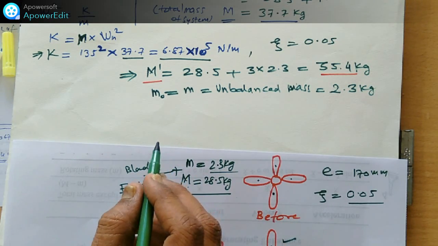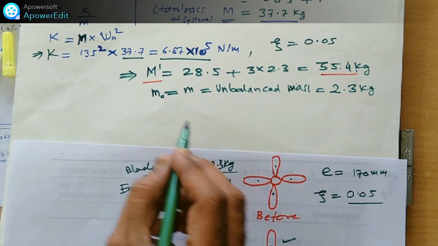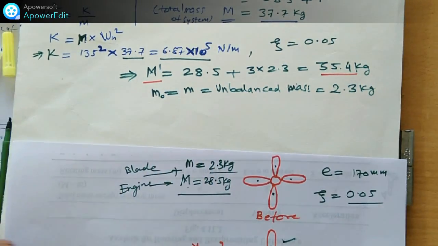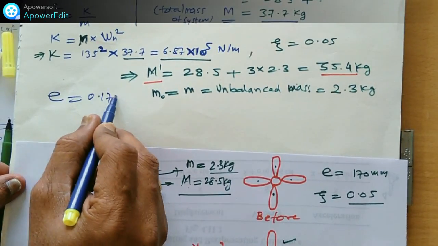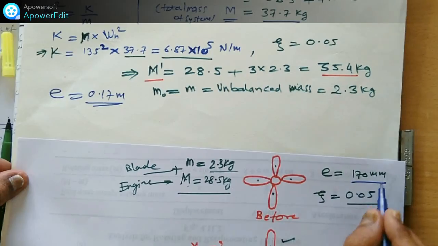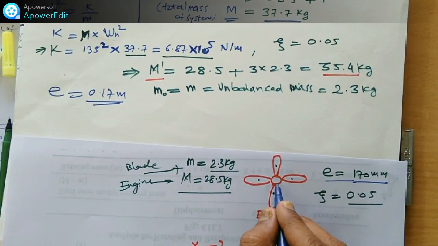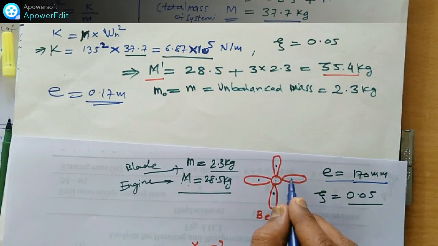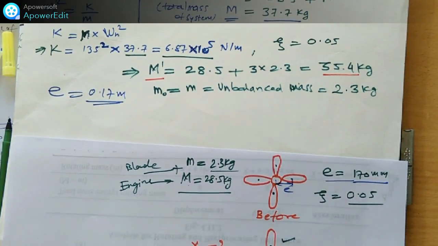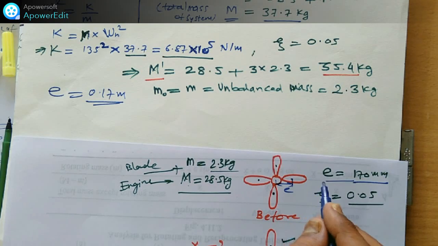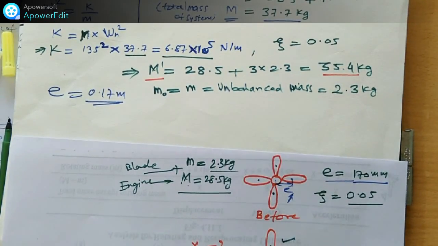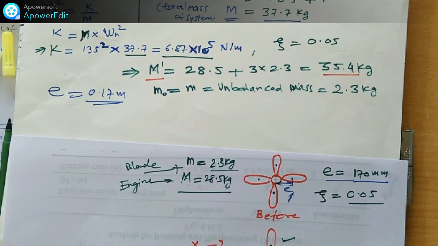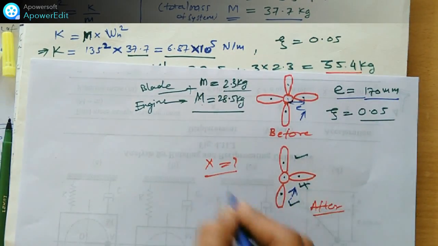What we are going to do here: we already know this E. E is also known to us. Here E is 0.17 meter. E is the distance of the eccentric or center of gravity from the center of rotation, the rotational axis. It will rotate like this. This blade is rotating like this. But if one of the blades is removed, what will the value of X be? We have to find out.